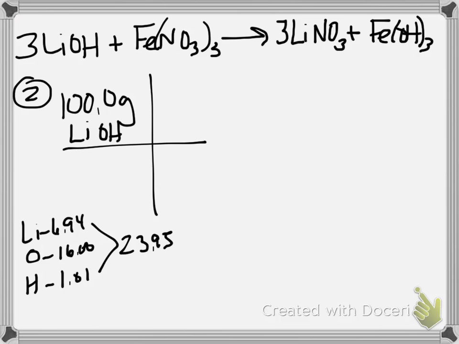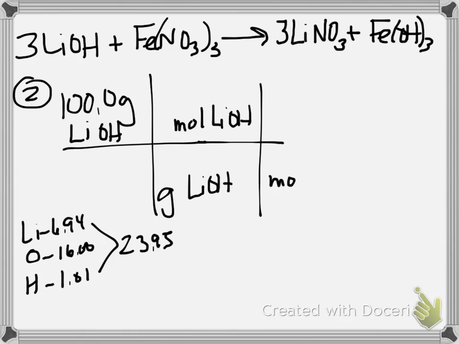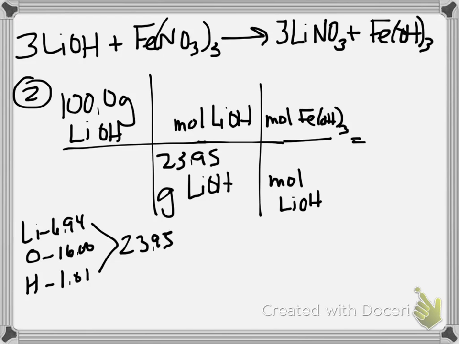Okay, so I know that I need grams of lithium hydroxide here, and we want to know how many moles of iron 3 hydroxide will be produced. So we know we need to get into moles to get to our mole ratio, so that we can do moles of lithium hydroxide to moles of iron 3 hydroxide. Okay, so here we're going to have our molar mass, 23.95 grams of lithium hydroxide equals 1 mole. And for every 3 moles of lithium hydroxide that are used, we produce 1 mole of iron 3 hydroxide.